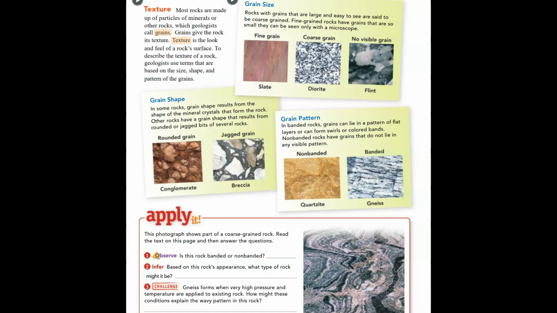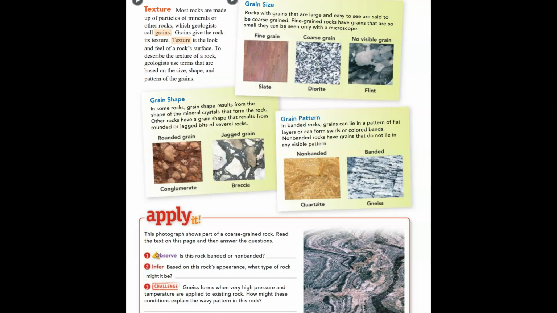Coarse grain is diorite. So we can see there's a lot of spots that are on here. The grains are really big. And flint has no visible grain, which means that we'd have to zoom in on a microscope, and there's not really a set pattern to it.